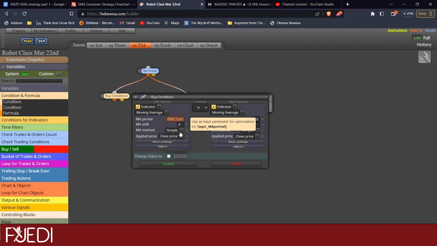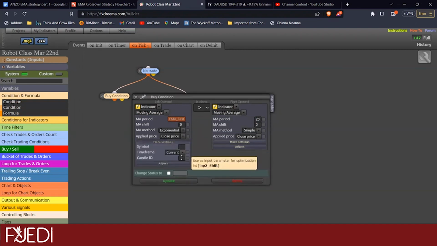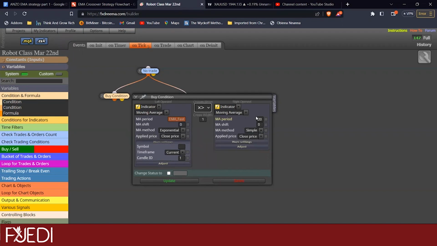And then obviously we're looking at the exponential moving average. We want to make sure that we're looking at candle ID 1, which is the just concluded candle. And what is the condition? We are looking to buy when the fast moving average, or the 10-period moving average, crosses above the 20-period moving average. So we do X greater than. Then we come here, cross above EMA 20, but instead of using 20, we'll do the same thing: right click and select EMA slow.